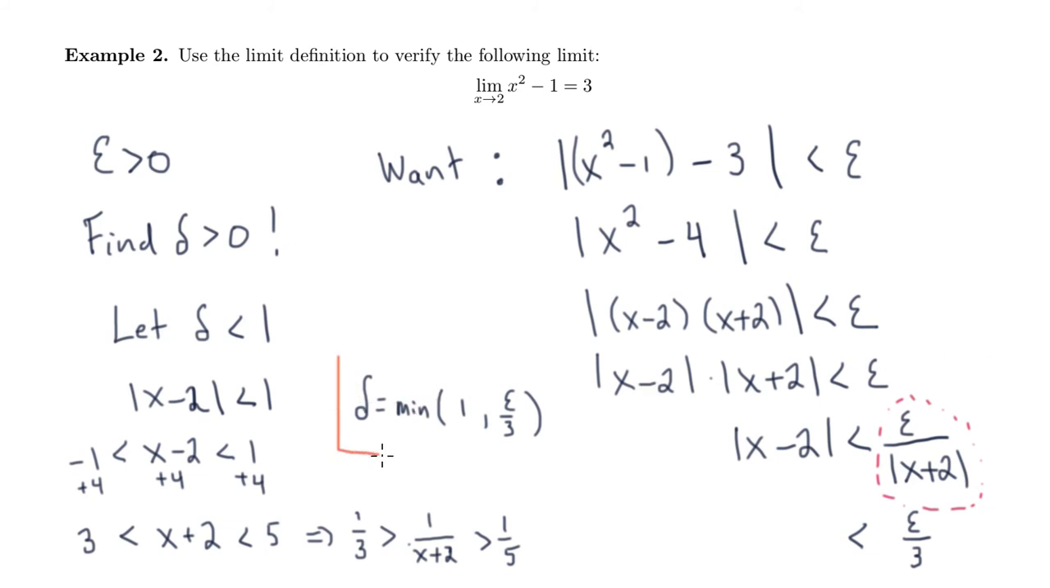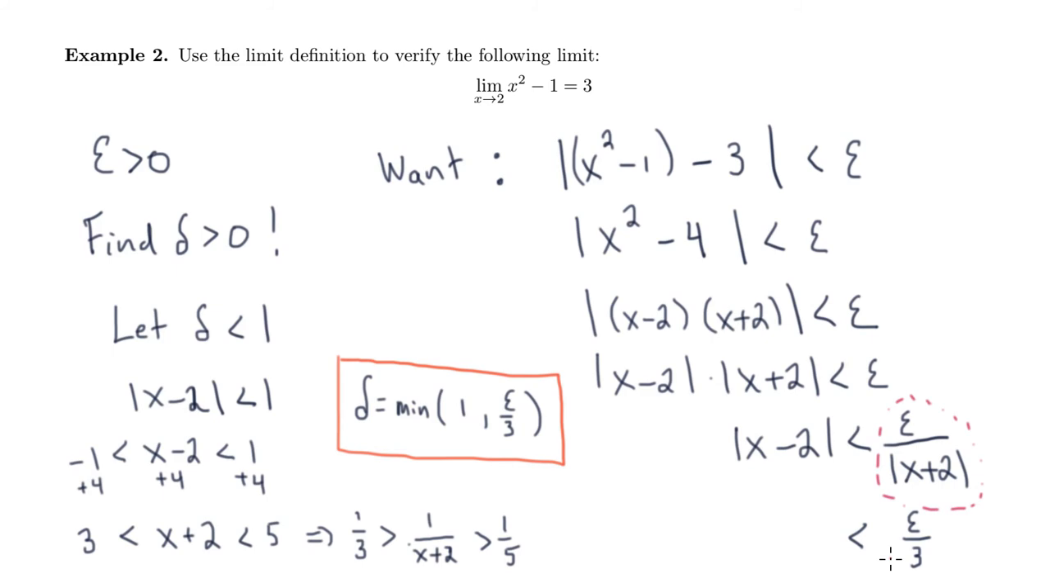And so why do I need this minimum? Because this inequality, absolute value of x minus 2 less than epsilon over 3, is only true if delta is less than 1. So even if epsilon is 100, I still need delta to be less than 1 for this to be less than epsilon over 3.